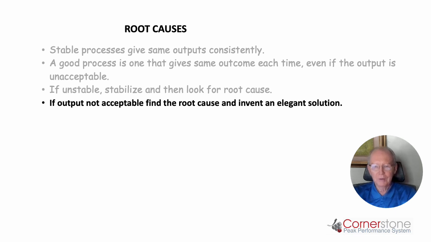Sometimes when you stabilize it, the output is exactly what you want, and you solve the problem by finding the cause of instability. But if the output is not acceptable after you've stabilized it, then you want to find the root cause. And the root cause is basically that action step or steps which are the cause of the non-quality result you're getting. And once you've found that, you then invent what we call an elegant solution. And an elegant solution we'll talk about a bit later.